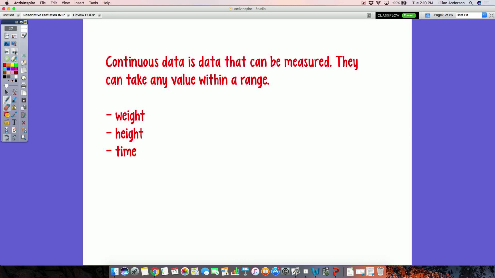Questions on the two? Yes? So continuous data, you can think of as like a line graph versus discrete would be just individual points, kind of like a scatter plot.